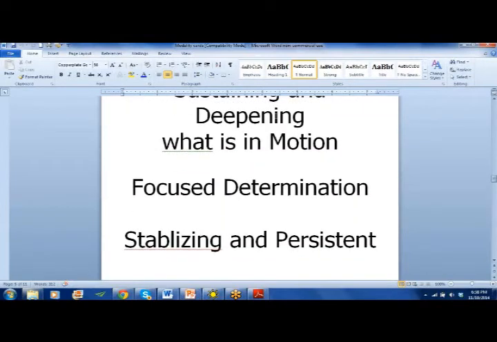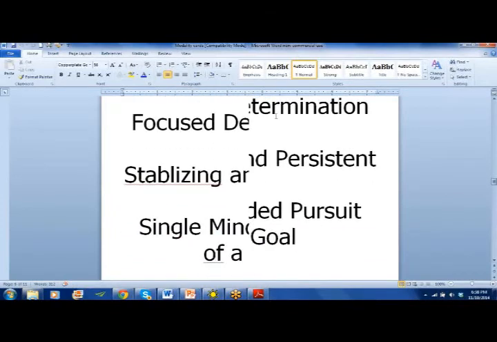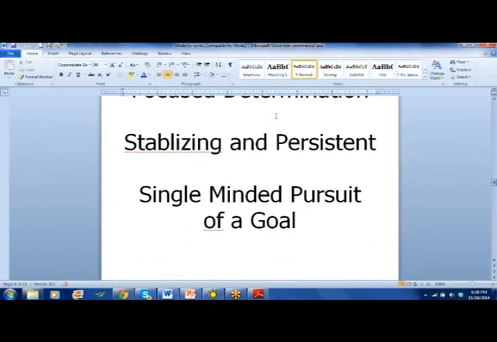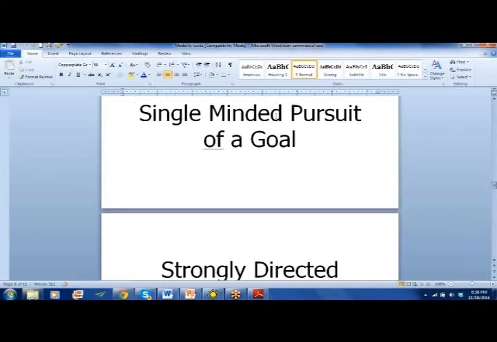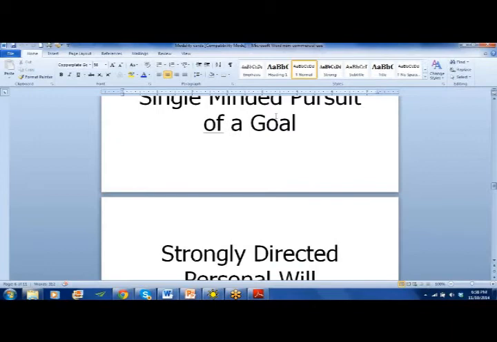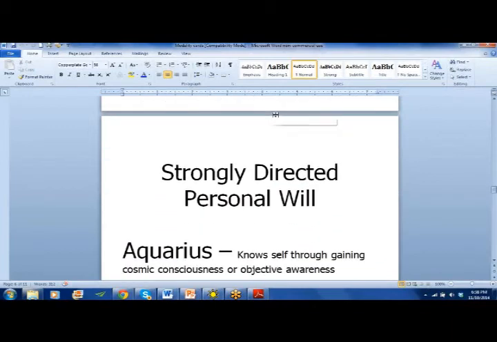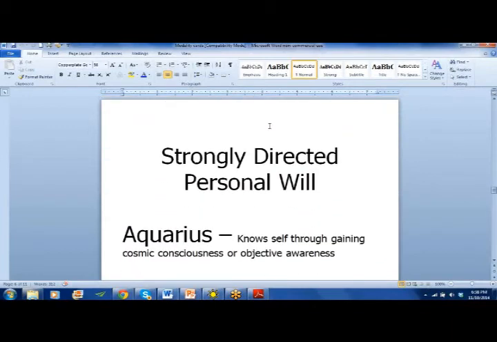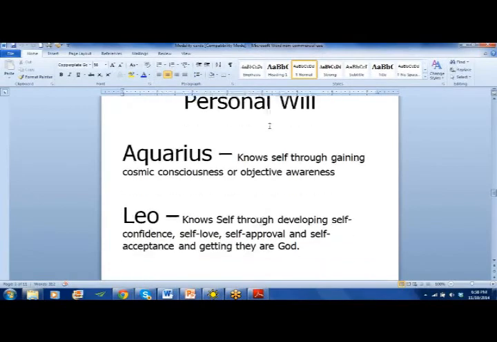So this is that focused determination. It's very much a stabilizing force, and they can have a single-minded pursuit of a goal if there's a lot of self-interest signs, strongly directed personal will. So this is how they're knowing themselves.